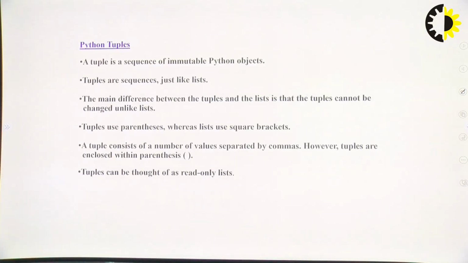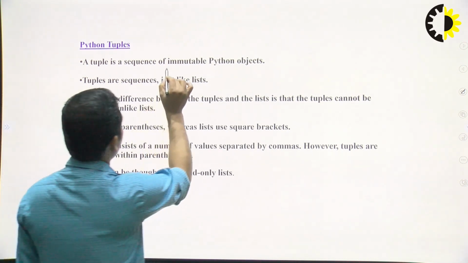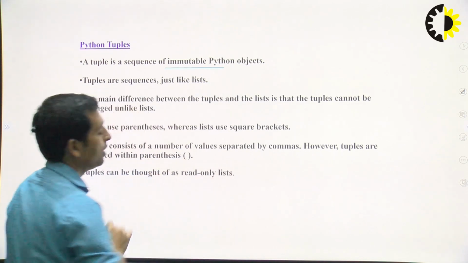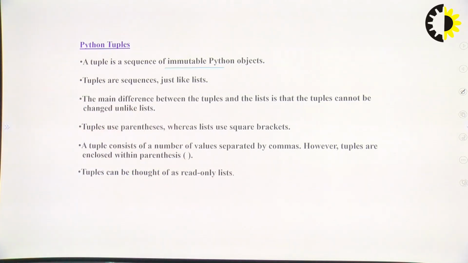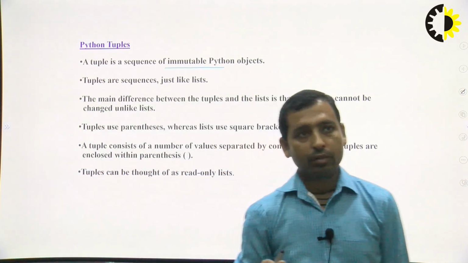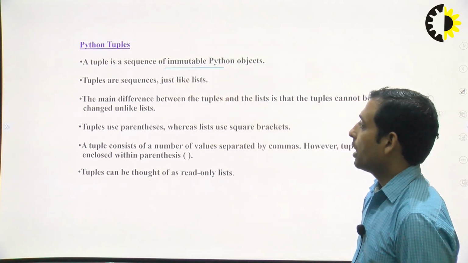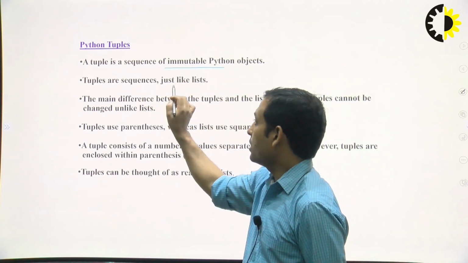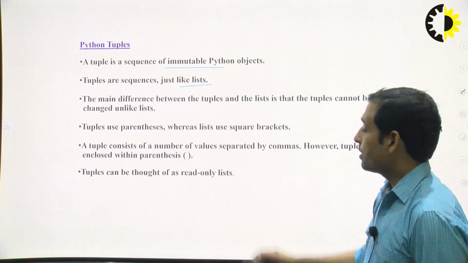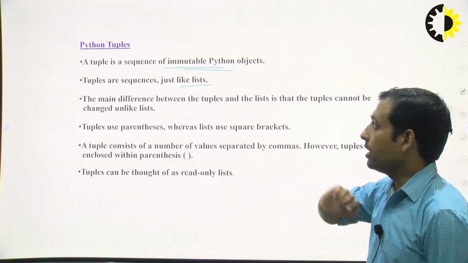Now next is tuple. This is just like a list, 99% like a list, but with one different property: it is immutable. This is an immutable type, which means we cannot change the items of the tuple after declaring it. So a tuple is a sequence, an immutable Python object. Tuples are sequences just like a list, but we cannot mutate this particular tuple object.